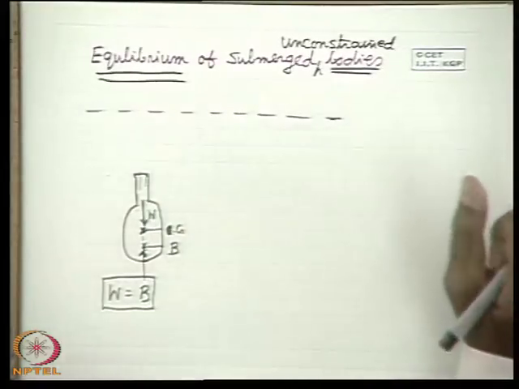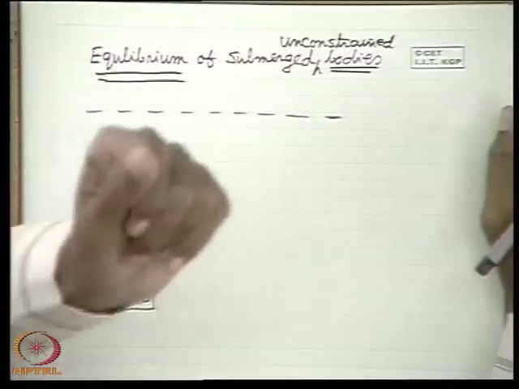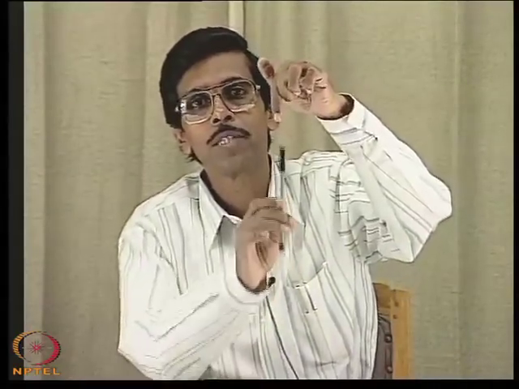Now, as you know, in mechanics there are three types of equilibrium. One is stable equilibrium, another is neutral equilibrium, another is unstable equilibrium. We will discuss the stable, unstable and neutral equilibrium in the next class. So, this is the condition that the weight and the buoyancy force have to be collinear for equilibrium, but whether it will be stable, unstable or neutral equilibrium we will discuss in the next class.